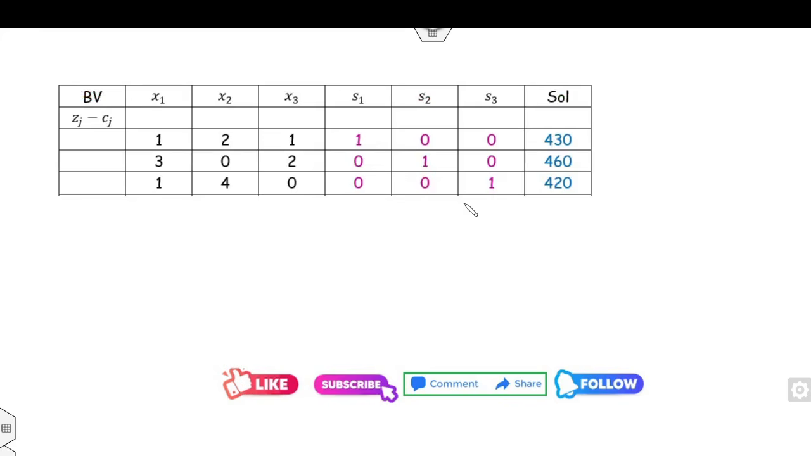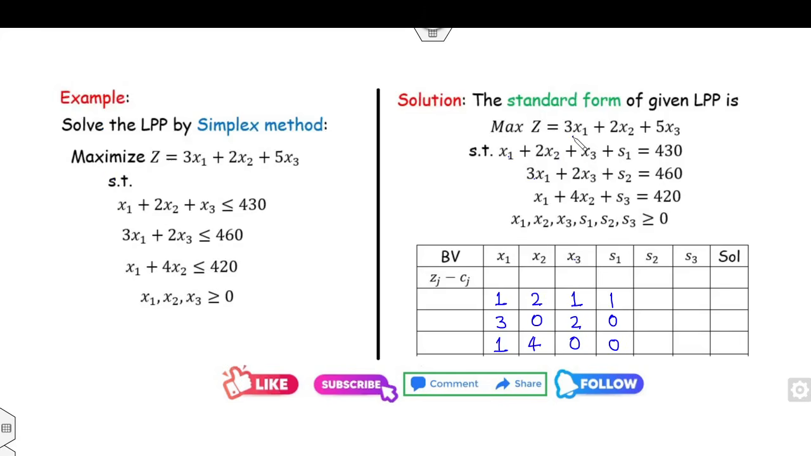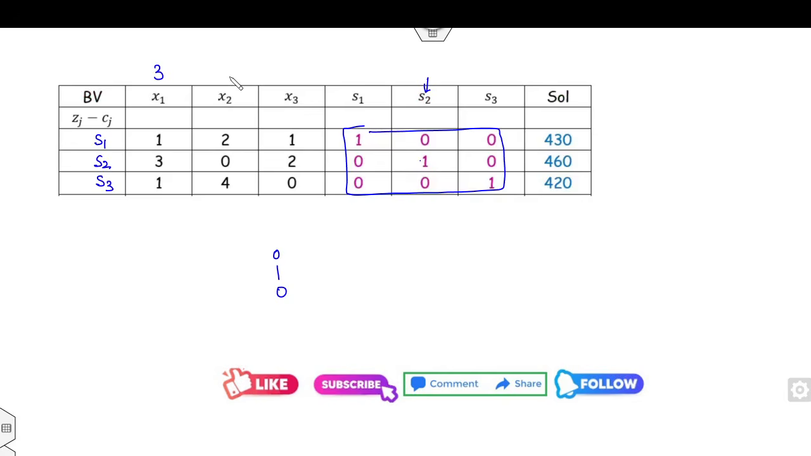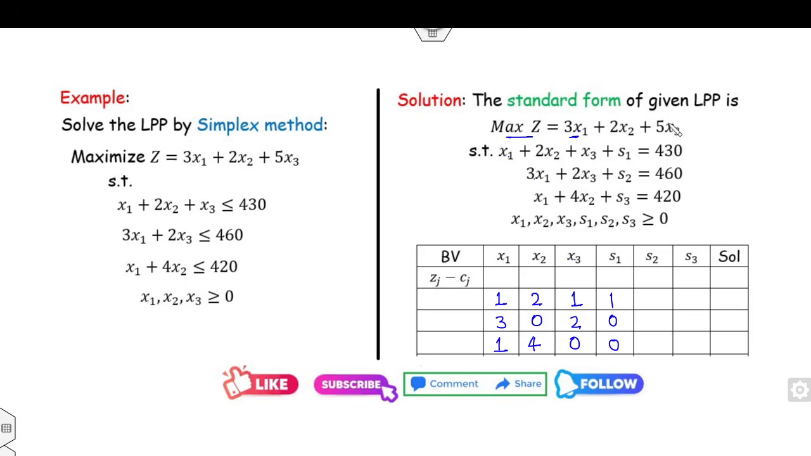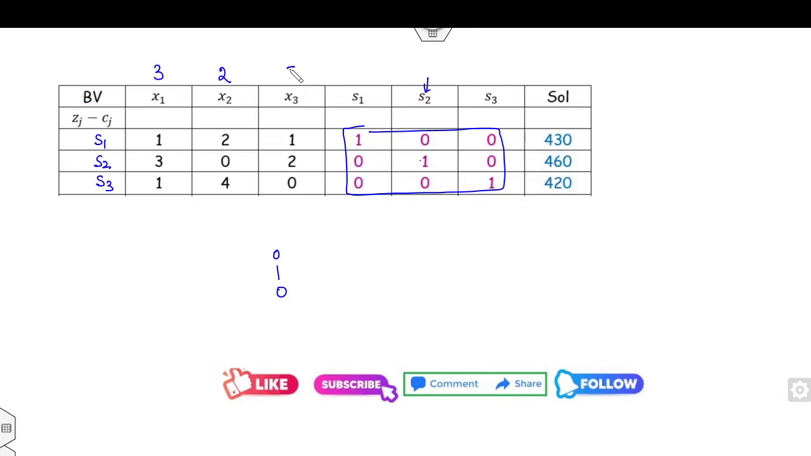Can you find the identity elements? This is my identity elements. Fine. And so the first column is my 1, 0, 0. This is S1. Second column is 0, 1, 0, which is corresponding to the S2. And the third column is S3. Fine. And what is the objective function is maximization. X1 is my 3. So I can say this is 3. This is my 2. X3 is my 5. And the rest values are my 0.